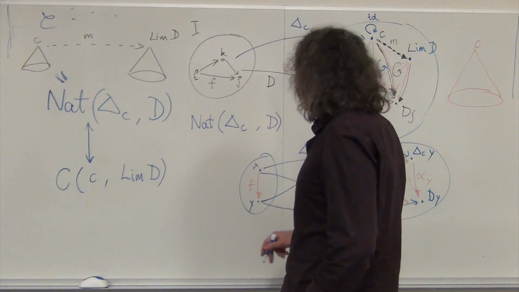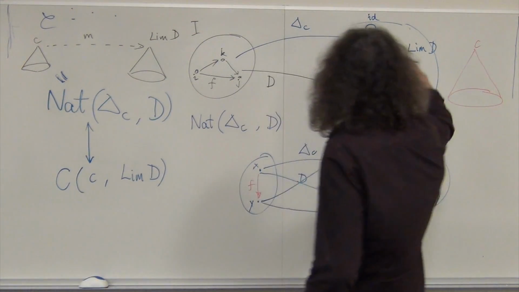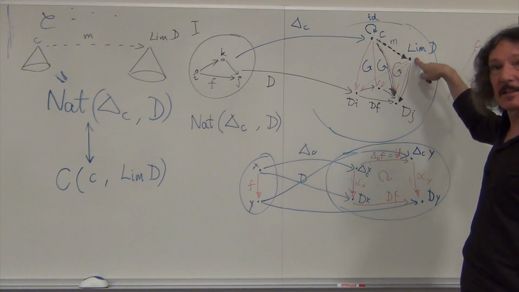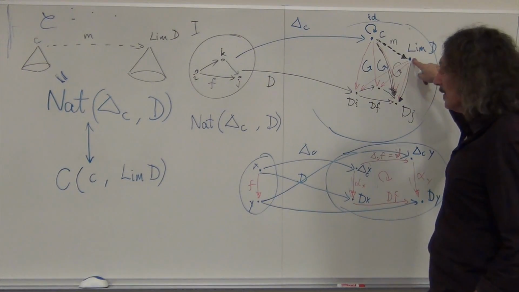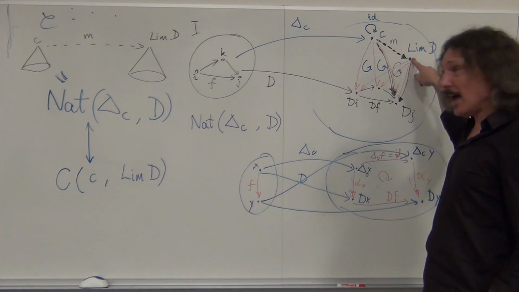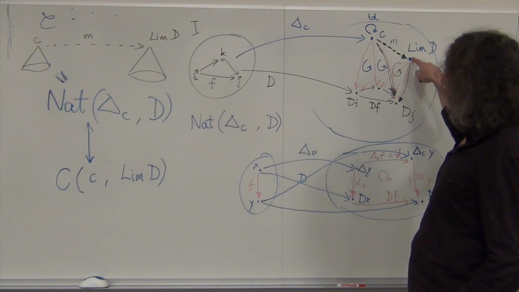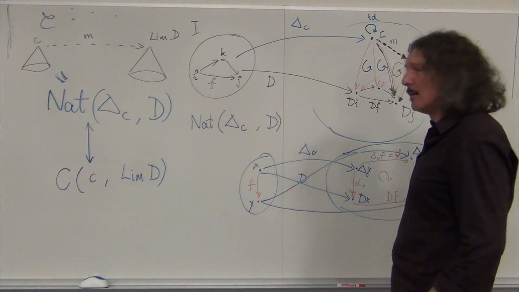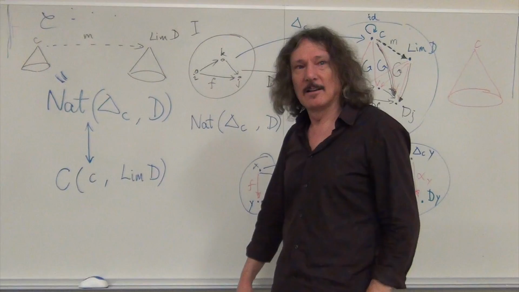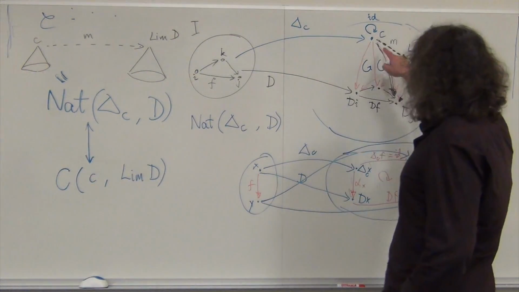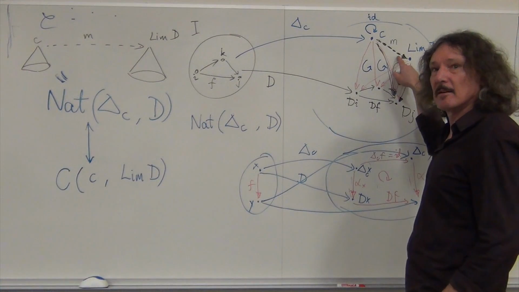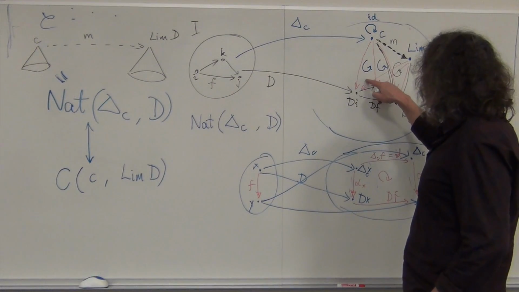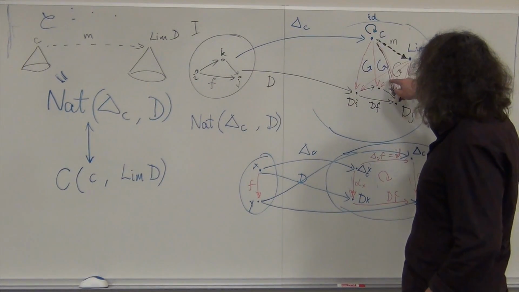Because if we have a morphism like this between some cone, whatever cone, and the limiting cone, right? If we have this morphism, then we automatically have a natural transformation going from delta C to D. How come? Did you see that? I'm giving you this morphism here, and I'm giving you this cone, right?